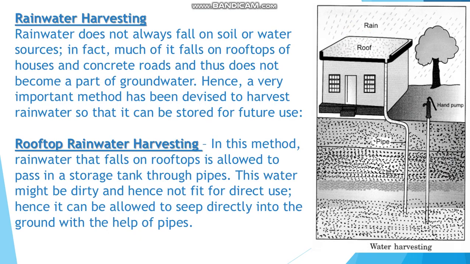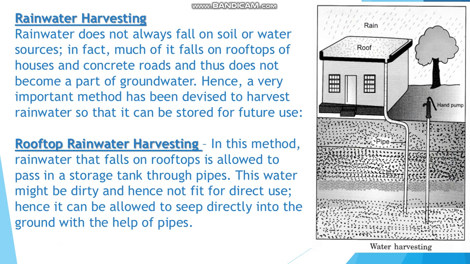The next important thing is rainwater harvesting. Rainwater does not always fall on soil or water sources. In fact, much of it falls on the rooftops of houses and concrete floors, and thus does not become part of groundwater. Hence a very important method to follow is to harvest rainwater so it can be used in future. One such type is rooftop rainwater harvesting.